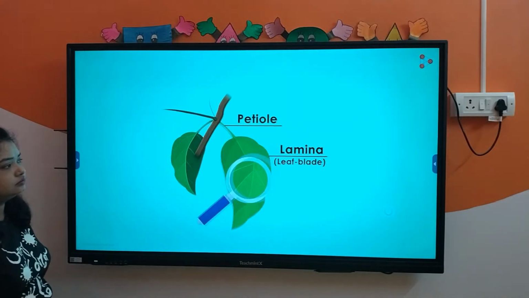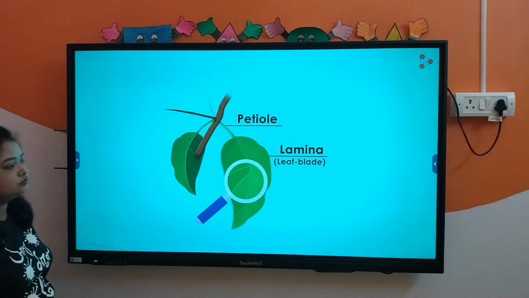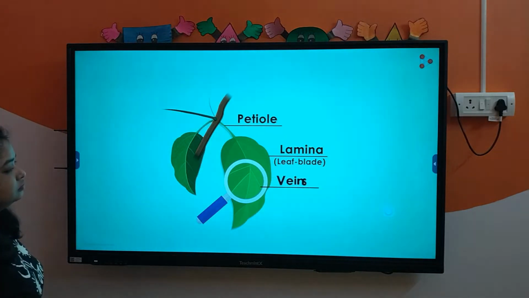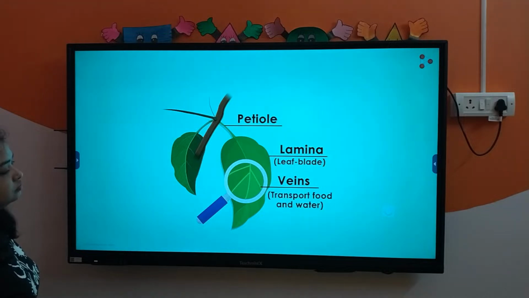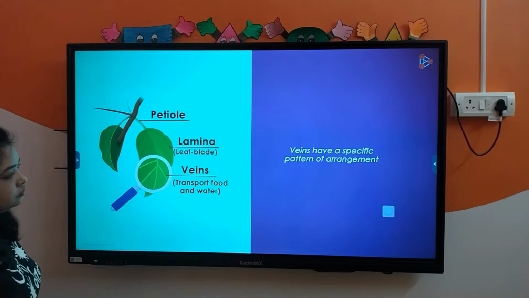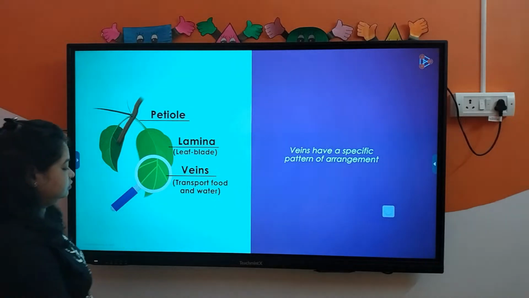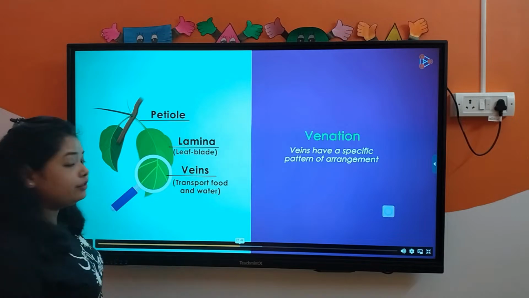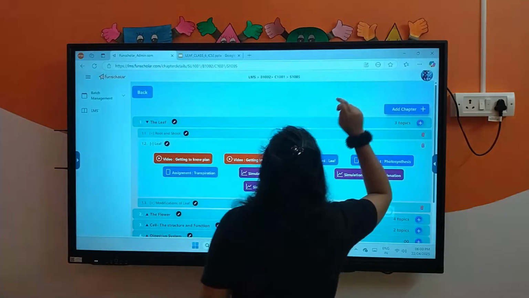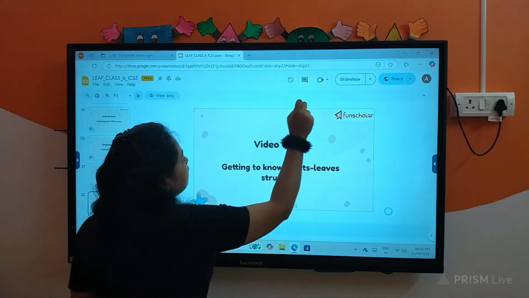Now, if you observe the leaf carefully, you will be able to locate these thin lines on its surface. Does this give you a clue what these are? Well, these are called the veins. Veins are like the small thin pipelines that participate in the transport of food and water. Now tell me one thing, do all leaves have the same type of veins? No, they don't. Veins have a specific pattern of arrangement. And this arrangement of veins in a leaf is termed as venation. We will learn about venation later, but as of now, we have got a certain idea regarding the leaf structure.